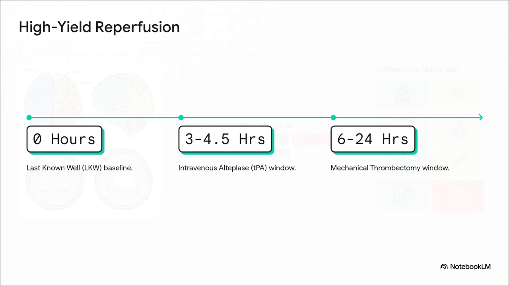You need to memorize these exact temporal limits. Hour 0 is the last known well, or LKW. Intravenous alteplase, or TPA, is strictly indicated within 3 to 4.5 hours of symptom onset. Meanwhile, mechanical thrombectomy for large vessel occlusions of the anterior circulation has a wider window, extending from 6 to 24 hours. And here's a crucial rule for secondary prevention. You only initiate high-intensity statins and antiplatelets strictly after hemorrhagic transformation is completely ruled out.